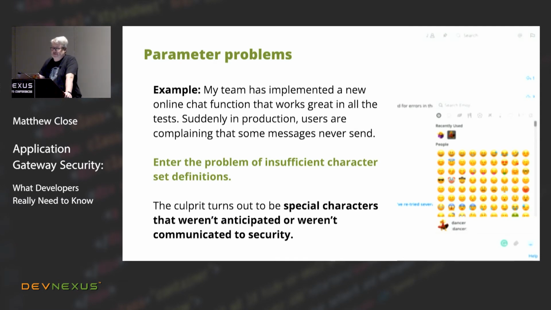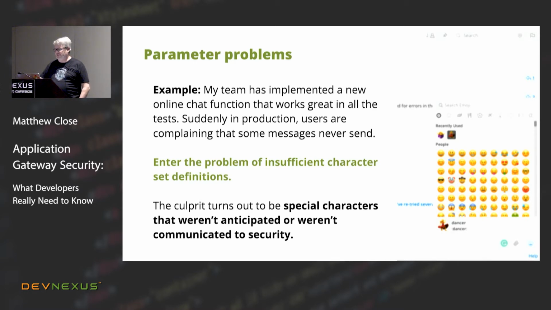So, when parameters cause problems. For example, my team has implemented a new online chat function that works great in all the tests. Suddenly in production, users are complaining that some messages never send. Enter insufficient character set definitions. The culprit turns out to be special characters that weren't anticipated or weren't communicated to security. So where did it go wrong?